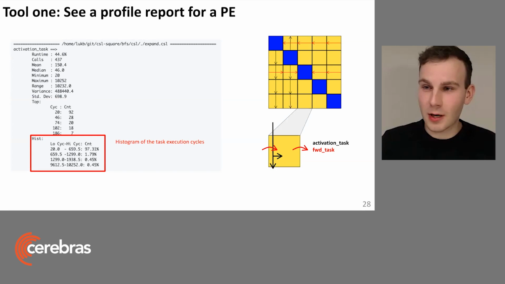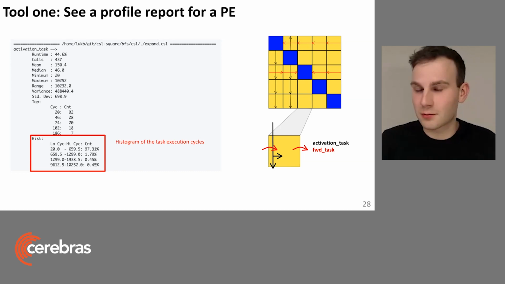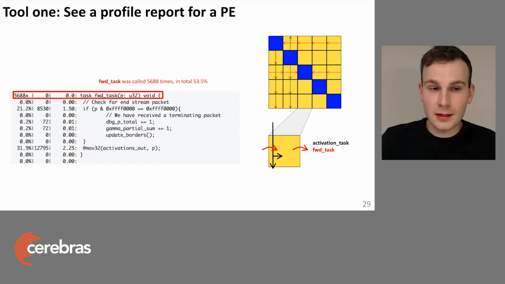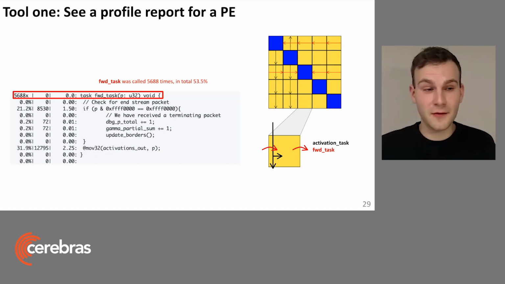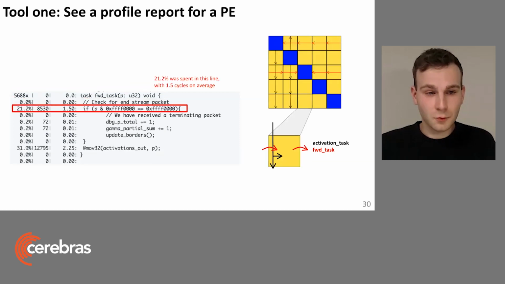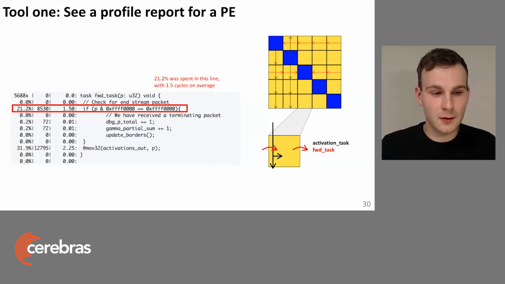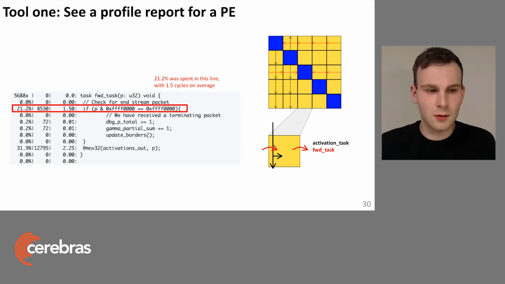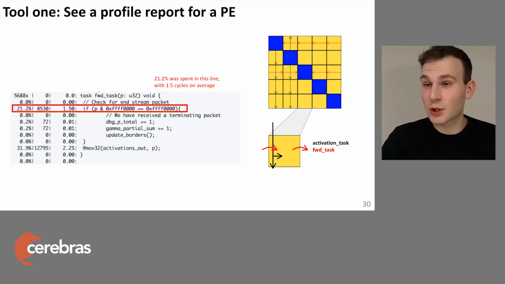And we show a histogram, so we can roughly see where the density is and in which area or which group is most often represented in this runtime. And now when we drill down into the forward task, we can see that this forward task was called 5,600 times, which is quite a lot. And for example, this line took 21% of the runtime, and then the next line roughly takes 31.9% of the runtime. So that combined is over 50%, which is a lot.